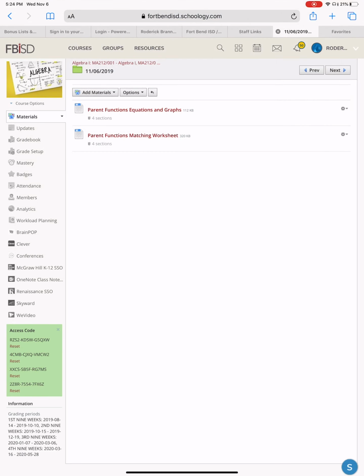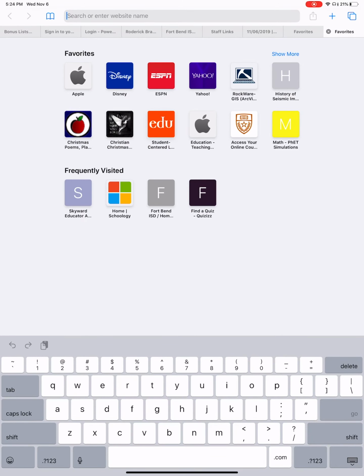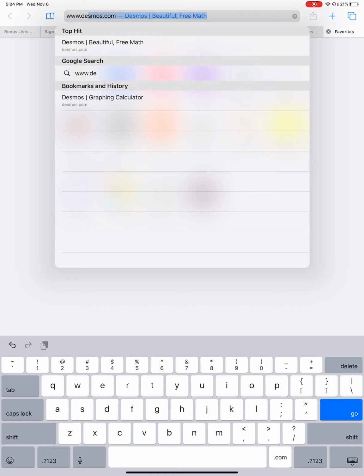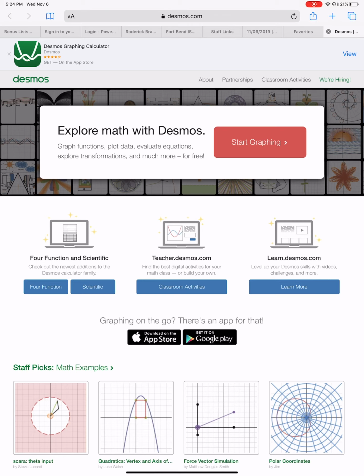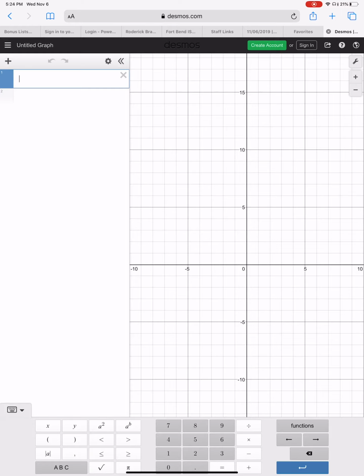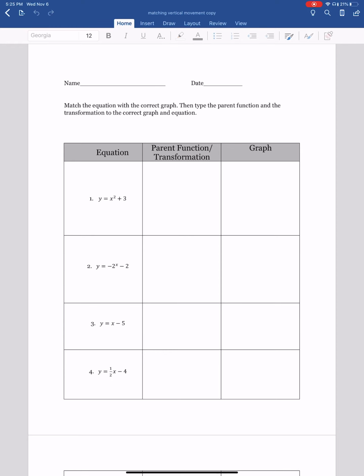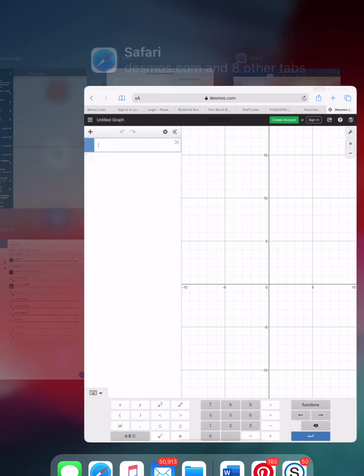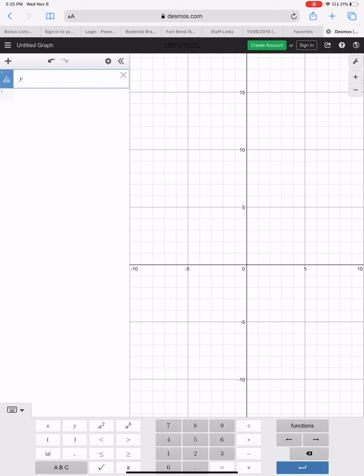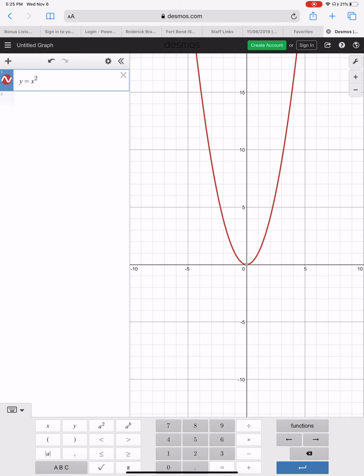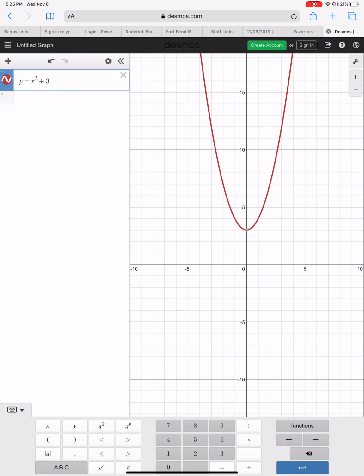So if you go to, let me add a new page, www.desmos.com, and it just says start graphing. And we have our graphing calculator. So we just type in the first graph, y equals x squared plus 3. I'll just hit the y and the equal sign, x, got the square button, then plus 3. And then we hit the little blue return button.